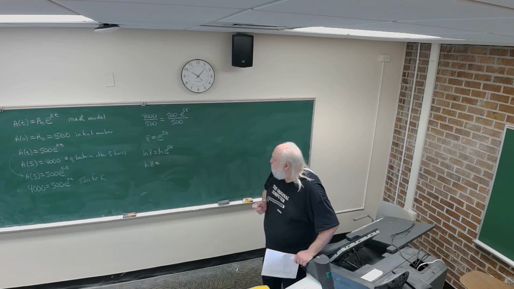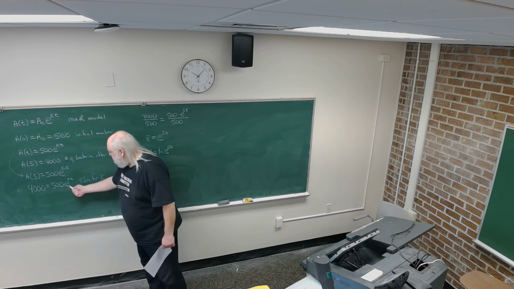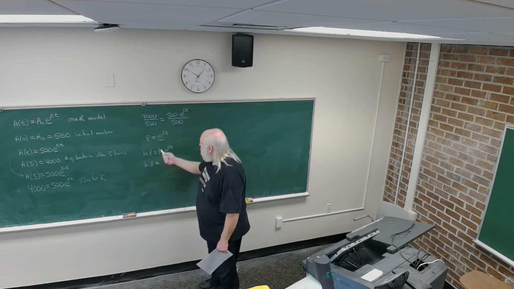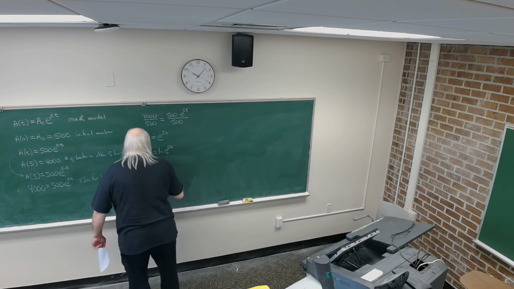So, thank you. At this step, we have 4,000 is equal to 500 times E to the 5K. You divide both sides by 500, and get 8 is equal to E to the 5K. Now we take the natural log of both sides. We get the natural log of 8 is equal to the natural log of E to the 5K. So by property 3, the right-hand side is just 5K.